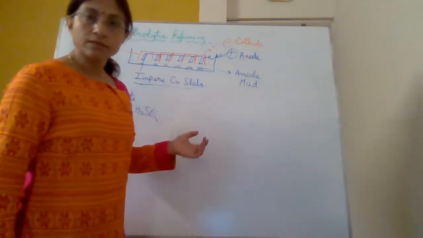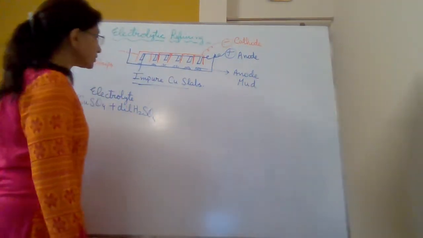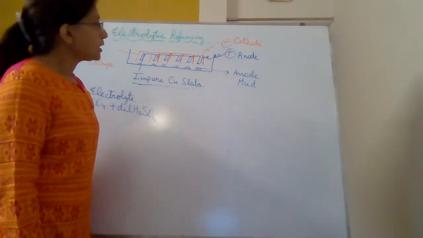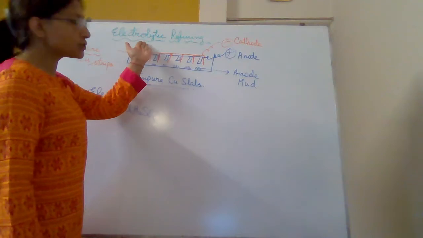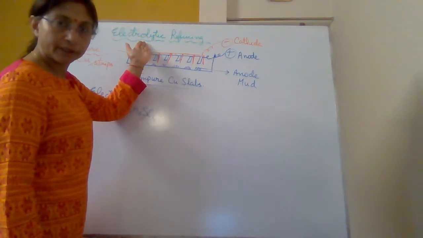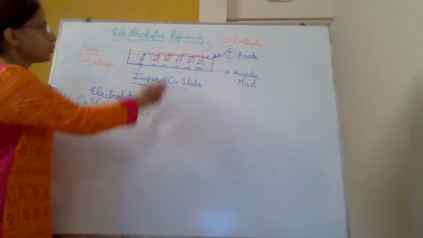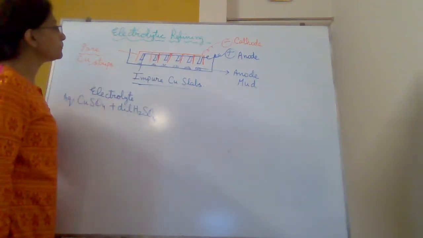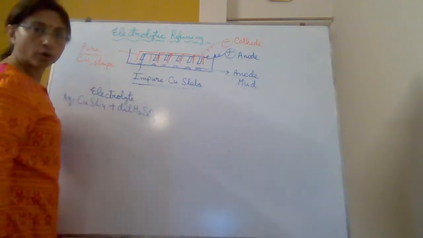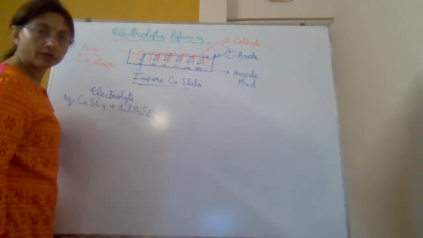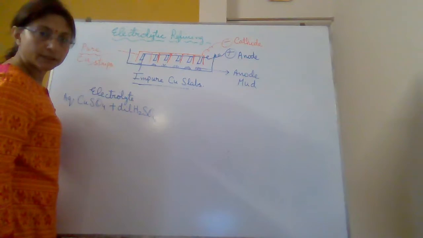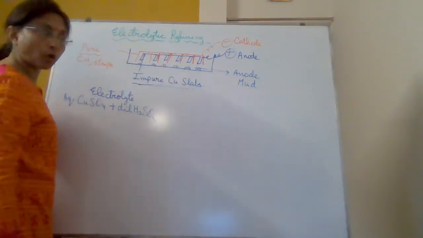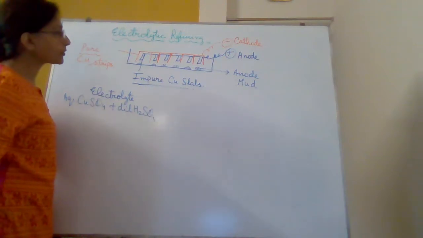In today's class, we will study the various applications of electrolysis. The first application of electrolysis is electrolytic refining. What is electrolytic refining? As the name implies, it is the refining or purification of a given impure metal by the process of electrolysis. So in a nutshell, you can call it electrolytic refining.